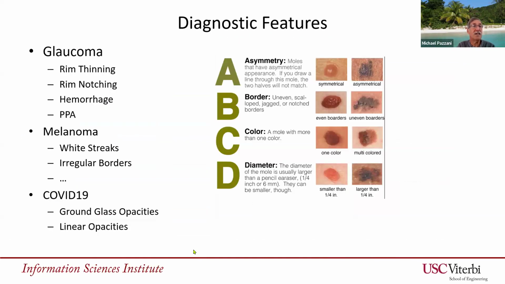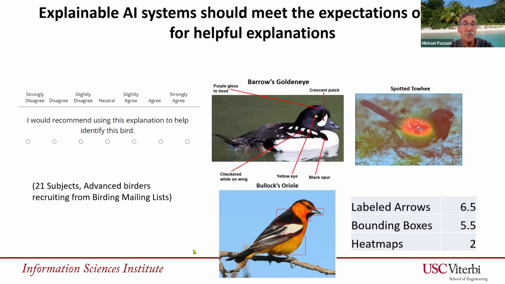And it's not just radiology, this pops up everywhere. If you go to your dermatologist, they've got this ABCD rule: is it asymmetric? How are the borders? Is the color uneven? How's the diameter? Or in glaucoma, they talk about thinning of the rim of the optic nerve head, or hemorrhages, or PPAs, etc. So these diagnostic features are important, and so what we're trying to do is have our AI systems identify these diagnostic features as part of the process.